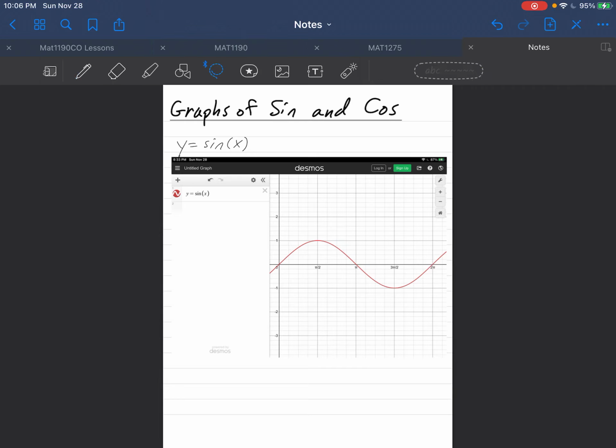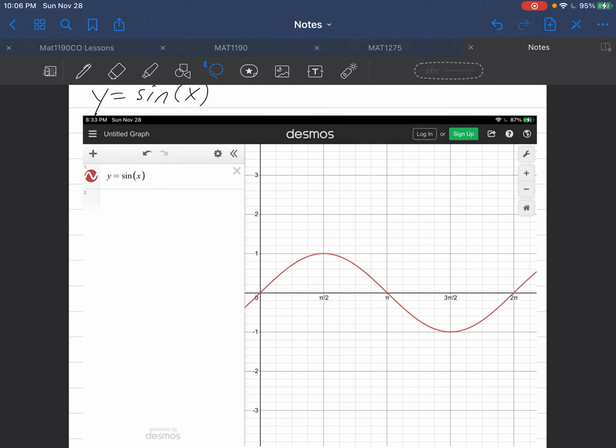A lesson now on the graphs of the sine and cosine function. If you were to go to Desmos or any graphing website and type in, instead of an algebraic expression like y equals 3x plus 5 or y equals x squared plus 2x plus 8, type in y equals sine x, right?